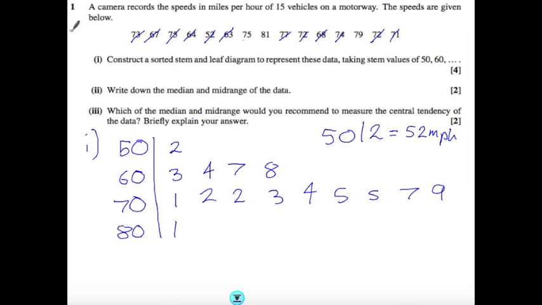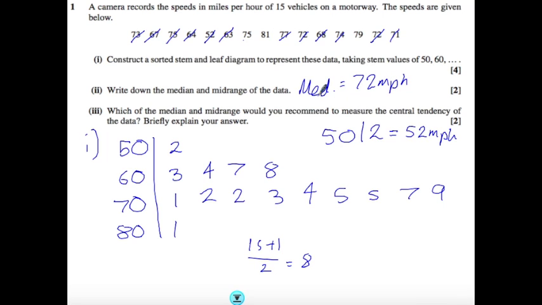Right, next part, write down the median and mid-range of the data. So the median's not too bad, hopefully you all know that's the middle piece of data. Because there's 15 pieces of data, 15 plus 1 divided by 2 is 8. So we want the 8th piece of data. 1, 2, 3, 4, 5, 6, 7, 8. So our median is 72 miles per hour.